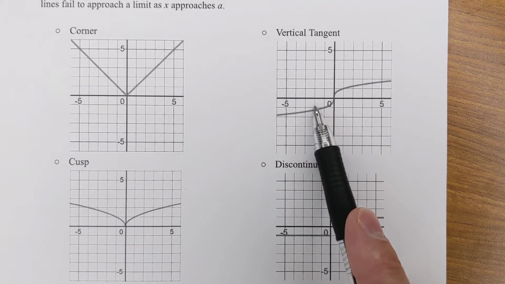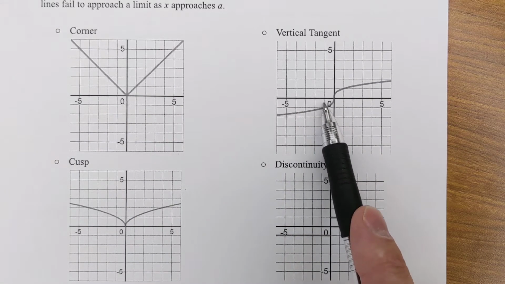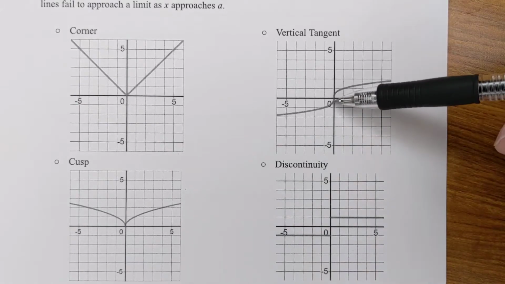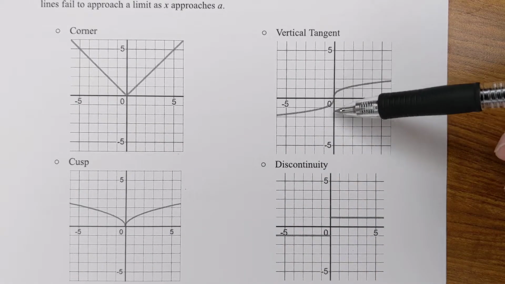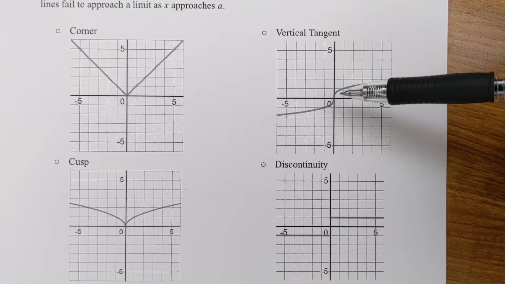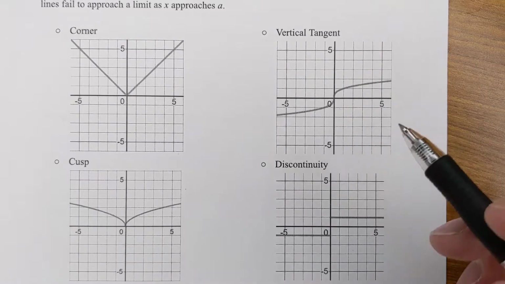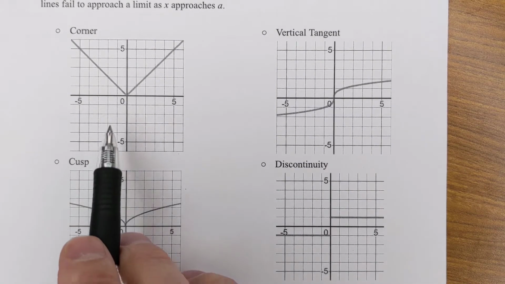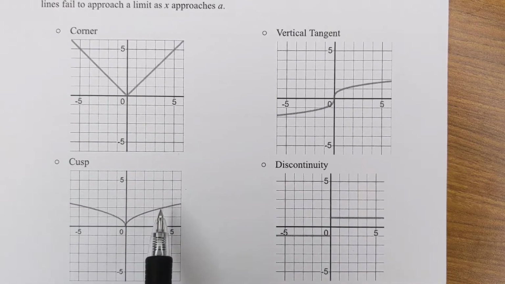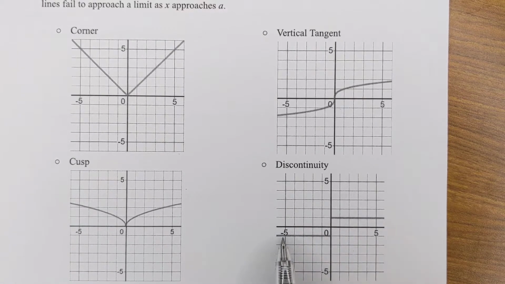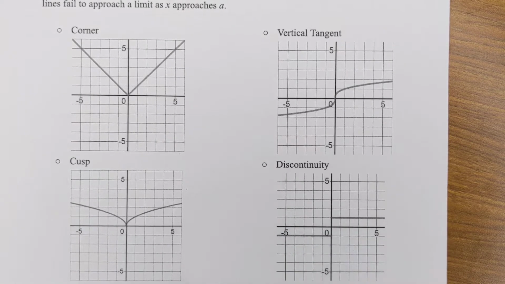A vertical tangent doesn't exist because remember, derivatives measure the slope. So when the tangent goes vertical, it's undefined. If the slope is not defined, the derivative is not defined. Cusp, simply for the same reason as corner, from the left and from the right, you get different slopes.